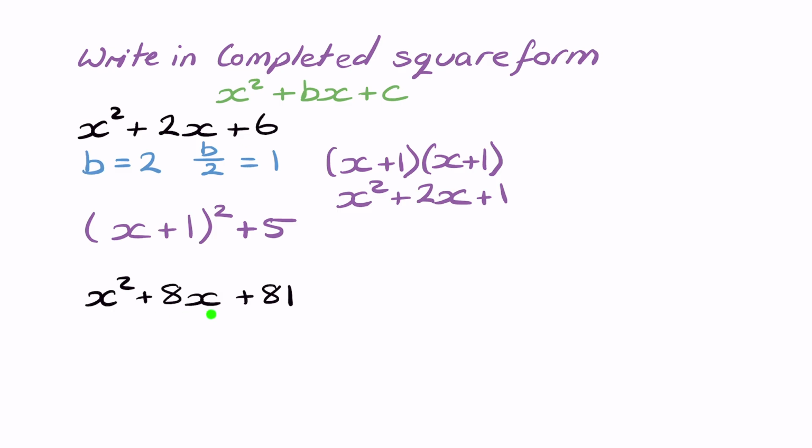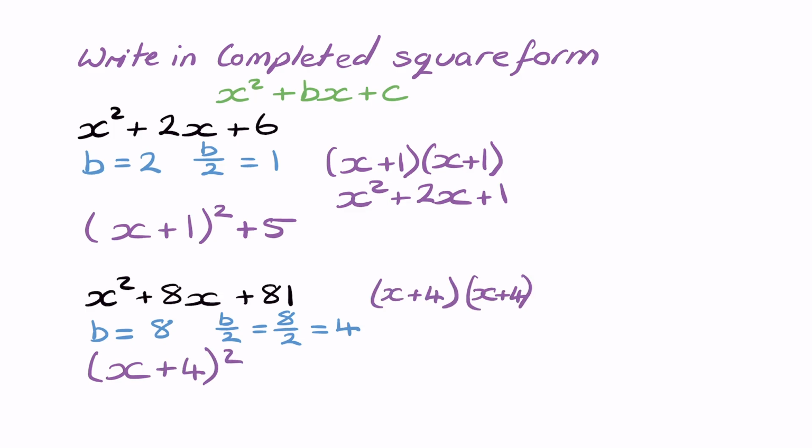Let's do another. x squared plus 8x plus 81. b equals 8, so b divided by 2 equals 8 divided by 2, which equals 4. And that means (x + 4) squared, and that will give us x squared plus 8x plus 16. We wanted +81. We have +16, so we need to add on 65.